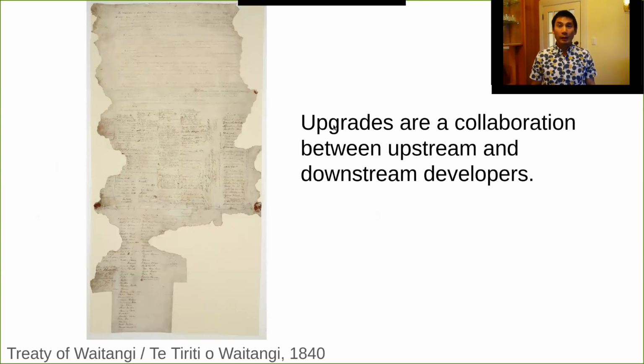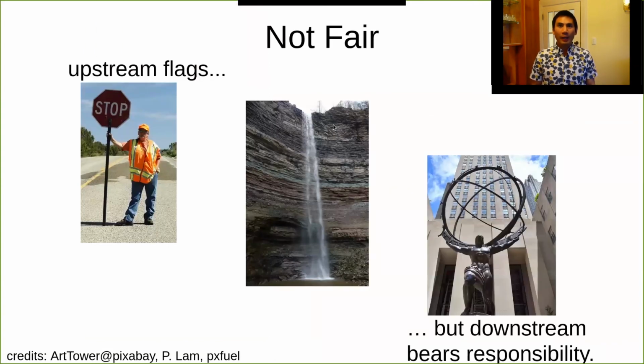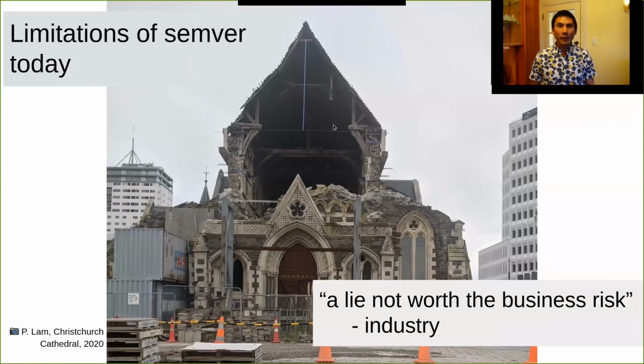But first, returning to the context, once again, upgrades are a collaboration between upstream and downstream developers. In some sense, it's not fair. It's all the responsibility of upstream to say what they changed, and then the changes flow downstream, and the downstream developers bear the responsibility for the changes that upstream makes. And so that causes issues. Semantic versioning is limited because it is not supported by any reasoning. And so industry has said, in some cases, that it's a lie not worth the business risk.